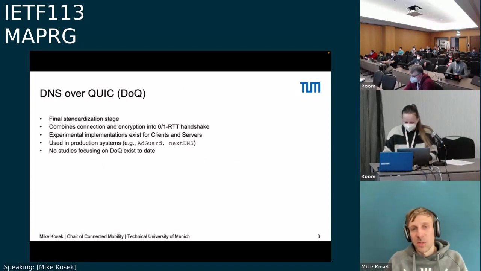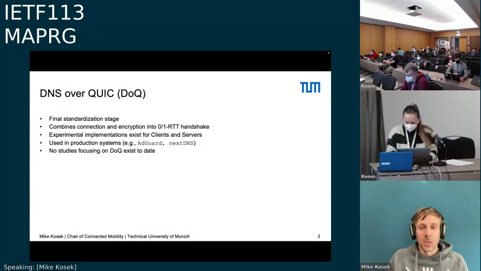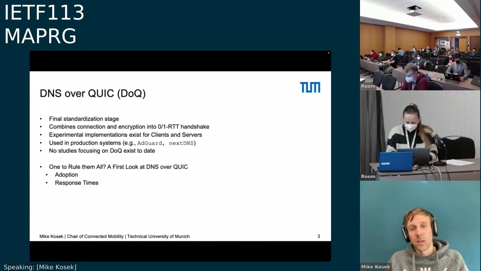DNS over QUIC is in its final standardization stage. The main feature is that of QUIC, which combines the connection and the encryption into a 0 or 1 RTT handshake. There are a lot of experimental implementations for clients and servers, and they are also used in production systems. For example, companies like AdGuard or NextDNS already offer public DNS over QUIC services. However, there are no studies focusing on DNS over QUIC, which we did in our study, where we first looked at the adoption on resolvers worldwide, and then at the response times of DNS over QUIC.